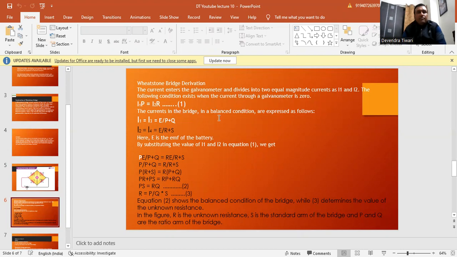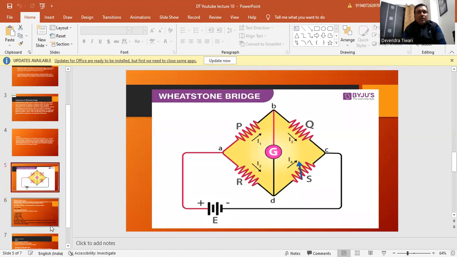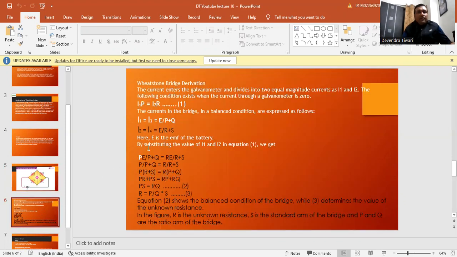The currents in the bridge in balanced condition are expressed as follows: I1 equals I3 equals E divided by P plus Q, and I2 equals I4 equals E divided by R plus S, where E is the EMF of the battery. By substituting the values of I1 and I2 in equation number 1, we will get PE upon P plus Q equals RE upon R plus S.